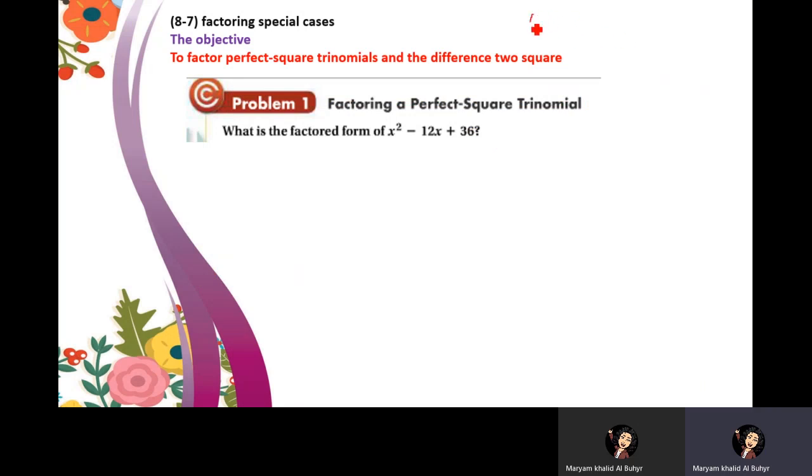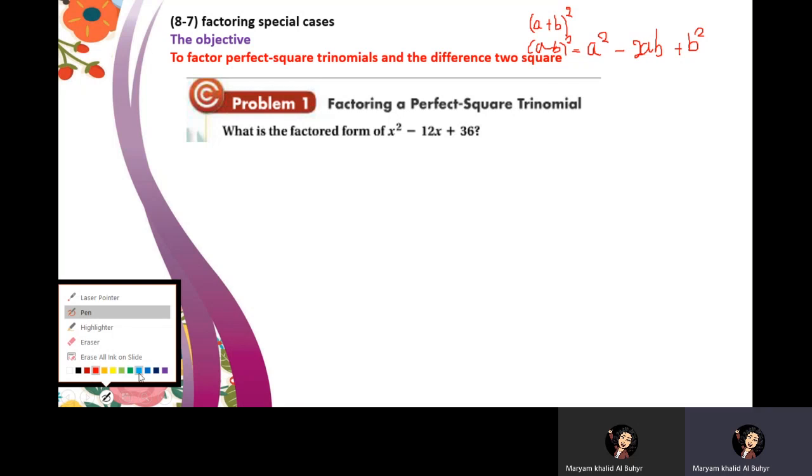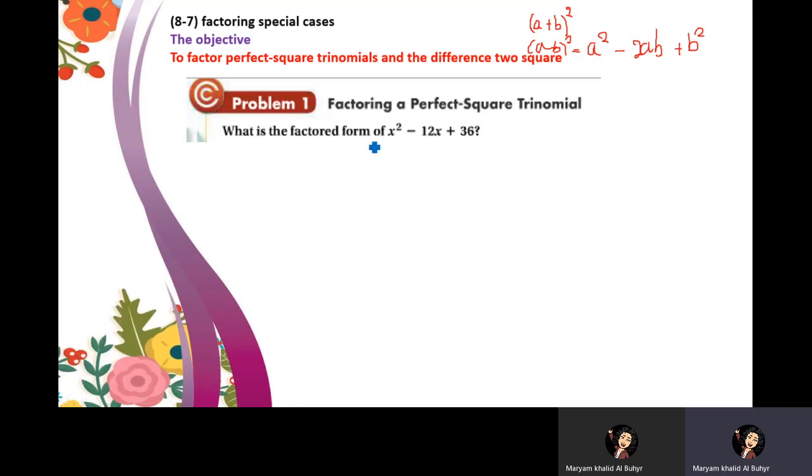I need to say (a + b) to the power 2, or (a - b) to the power 2, that is equals to a squared minus 2ab plus b squared. I memorized this one. That's always in my mind. I can imagine it. So once this is in your mind, you can directly rewrite this one.